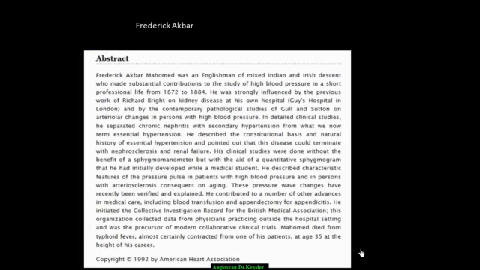And there's a lot more on him because he did a lot of work on blood pressure. He described the characteristic features of the pressure wave in patients with high blood pressure and in persons with atherosclerosis. I mean, this is in the 1800s, and it's pretty amazing.